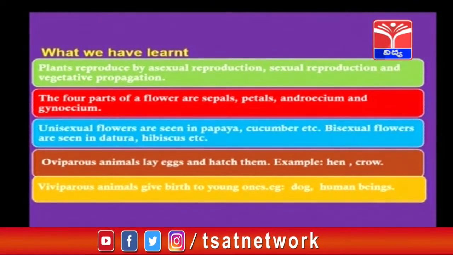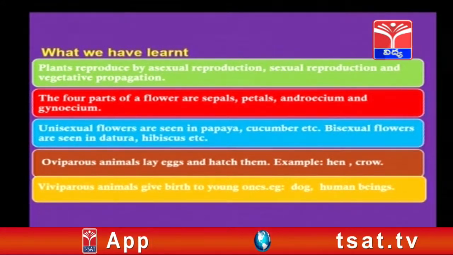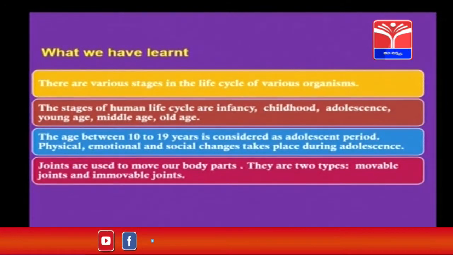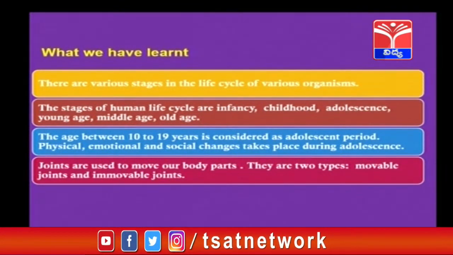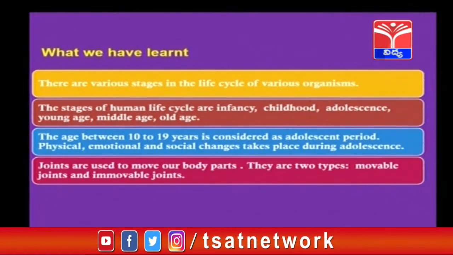Oviparous animals lay eggs and hatch them. Example, hen, crow. Viviparous animals give birth to young ones. Example, dog, human beings. There are various stages in the life cycle of various organisms. The stages of human life cycle are infancy, childhood, adolescence, young age, middle age, and old age. The age between 10 to 19 years is considered as adolescent period. Physical, emotional, and social changes take place during adolescence.